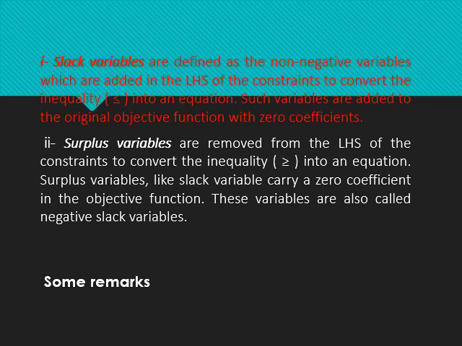So, slack variables are defined as the non-negative variables which are added in the left hand side of the constraints to convert the inequality less or equal into an equation. Such variables are added to the original objective function with zero coefficient.